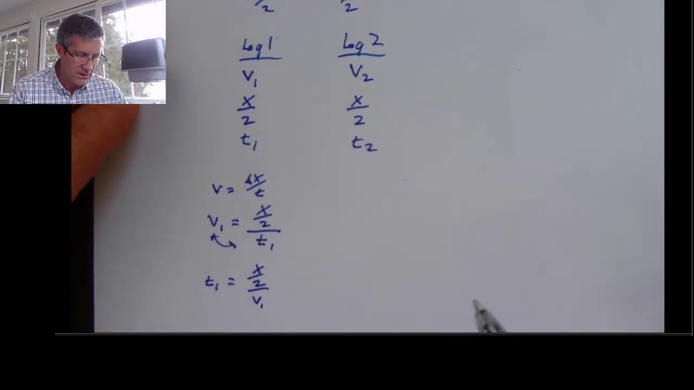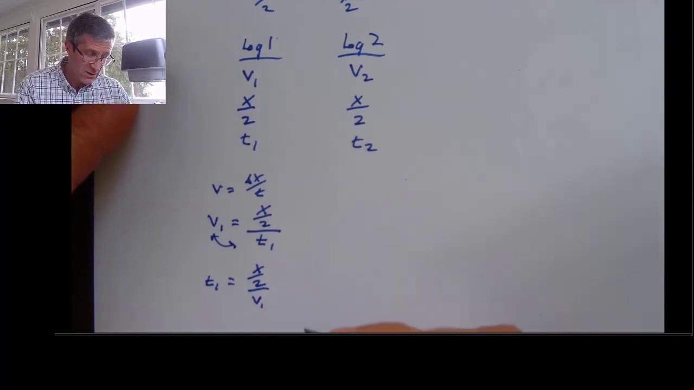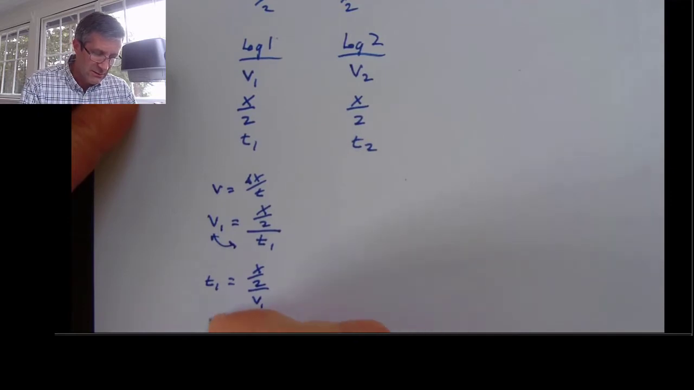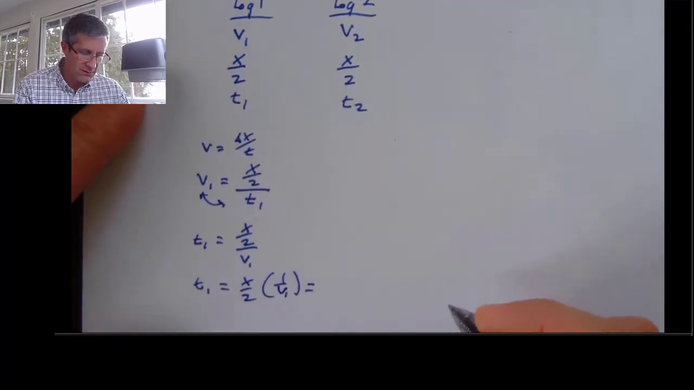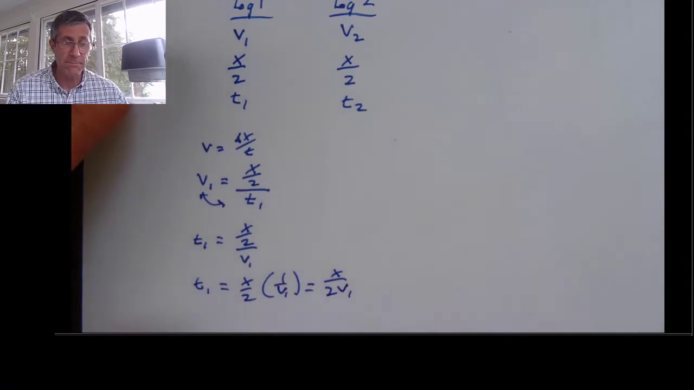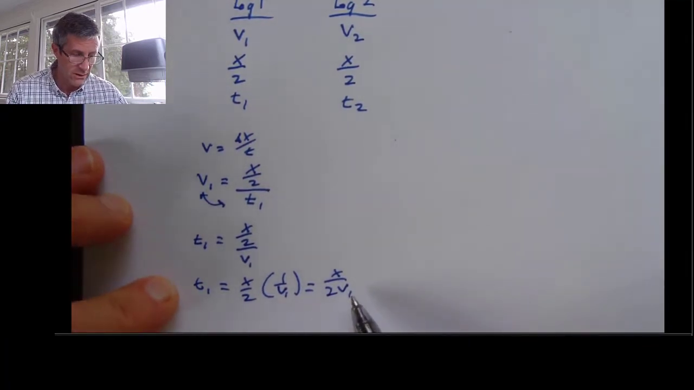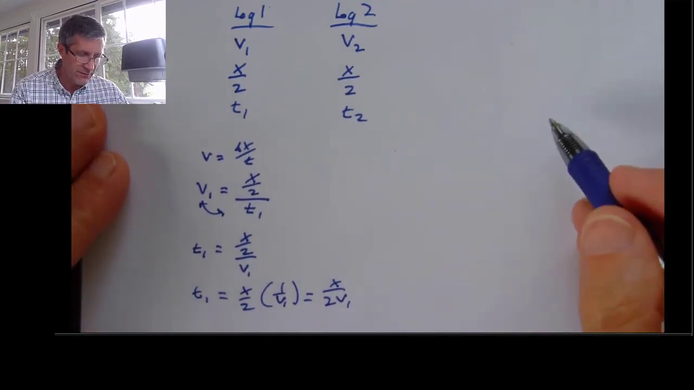Let me clean this up a little bit. Dividing by something is the same as multiplying by the inverse. So T1 is equal to x over 2 times 1 over V1, which I can then simplify to be x over 2V1. Okay, well, now I have an expression for T1. It's got V1 in it. So I need to do the same for my leg 2.